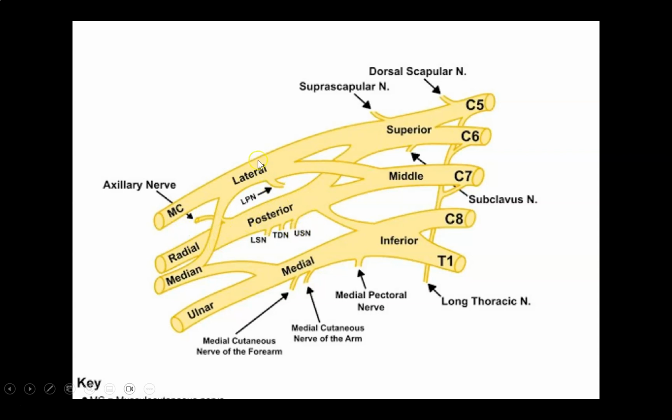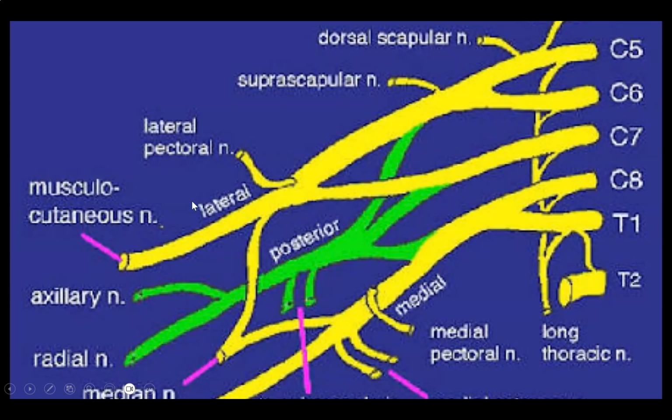From the lateral cord we get the lateral pectoral nerve. From the medial cord we get the medial pectoral and the medial cutaneous nerve of the arm and the forearm, and the cords end by forming the M: two divisions of the median nerve, ulnar nerve medially, musculocutaneous nerve laterally.